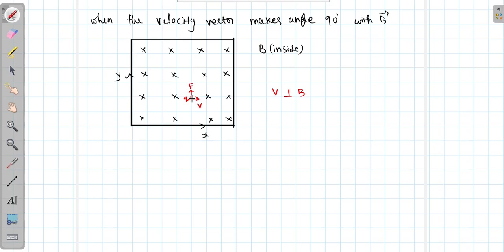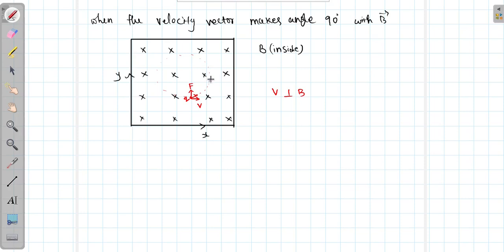So momentarily, the charged particle will move in this direction, and then again it will experience a force. Similarly, every second it will experience a force. The force will push the particle in the sideways direction. If you see the entire thing together, we will see a circular motion of the charged particle inside the magnetic field.